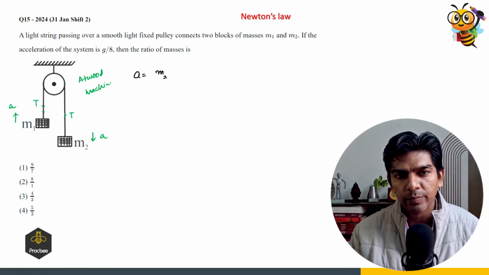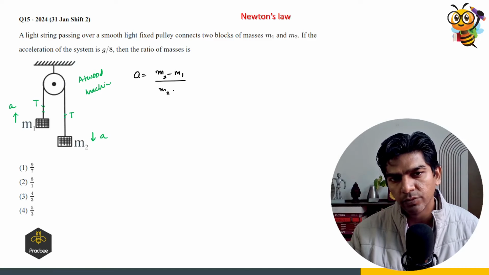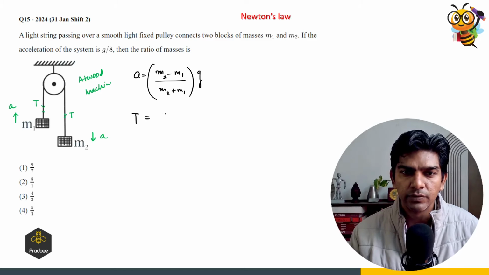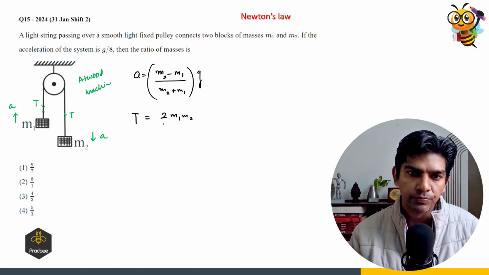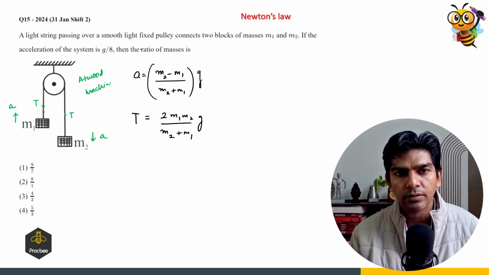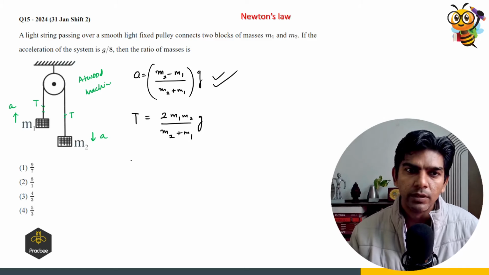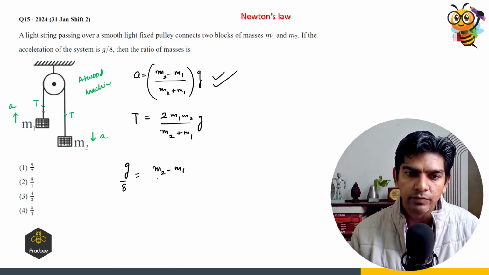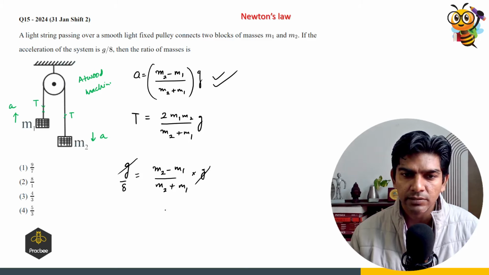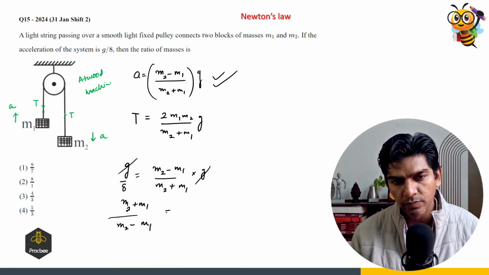Acceleration will be given as m2 minus m1 upon m2 plus m1 times g, and the tension in the string will be given as 2 times m1 m2 upon m2 plus m1 times g. We have to find the ratio of the masses, and acceleration is given to us, so we're going to use this formula. Acceleration is given as g by 8, so it equals m2 minus m1 upon m2 plus m1 times g. So g will get cancelled out. So m2 plus m1 upon m2 minus m1 will be 8 by 1.